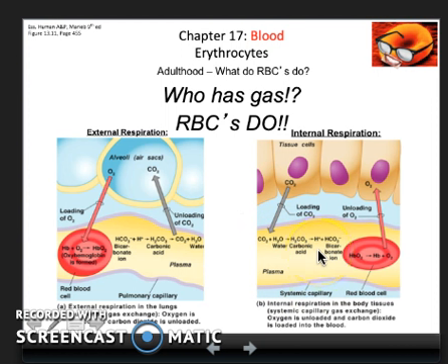It actually floats mostly around in the plasma. The red blood cells can carry it a little bit, and we'll talk about that in more detail when we get to the respiratory system. But here you can see that carbon dioxide and water combine to form carbonic acid, which then dissociates into this bicarbonate ion and hydrogen ions.